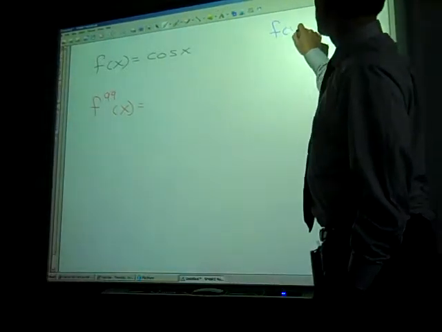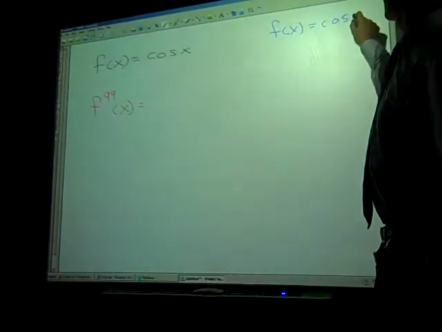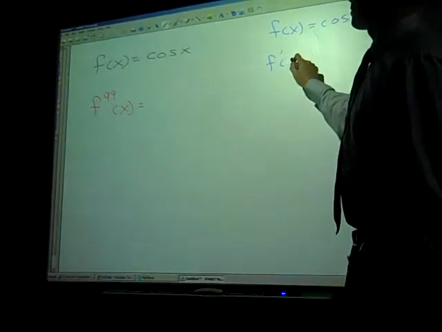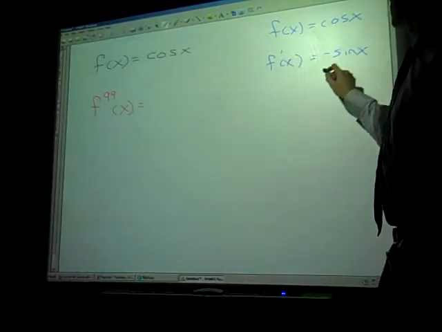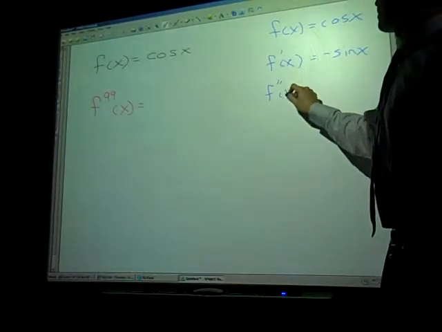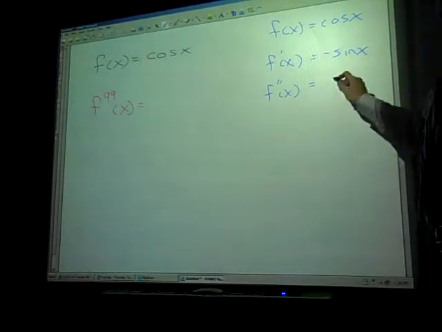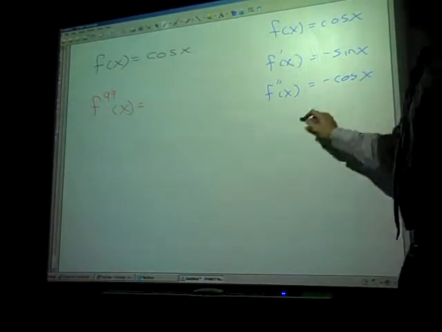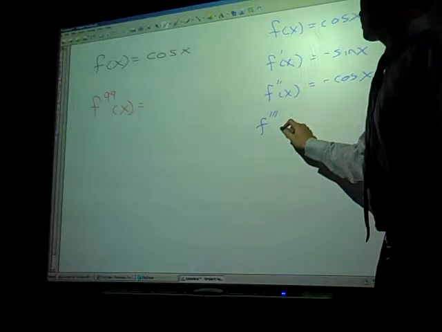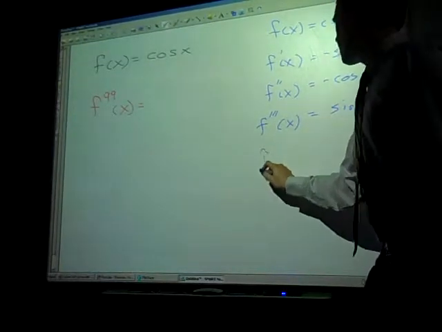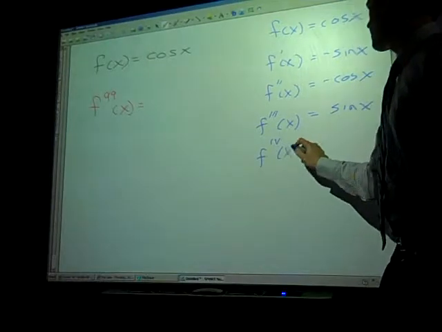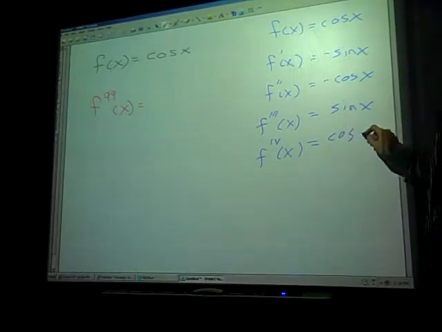First of all, we know my function is the cosine of x. What's the first derivative of the cosine? Negative sine of x. What's the second derivative then? Negative cosine, right. And the third derivative? The sine of x. And then finally, the fourth derivative, hey, back to where I started.